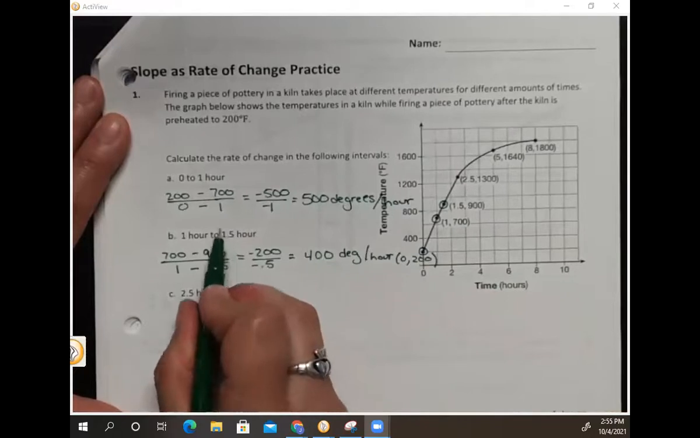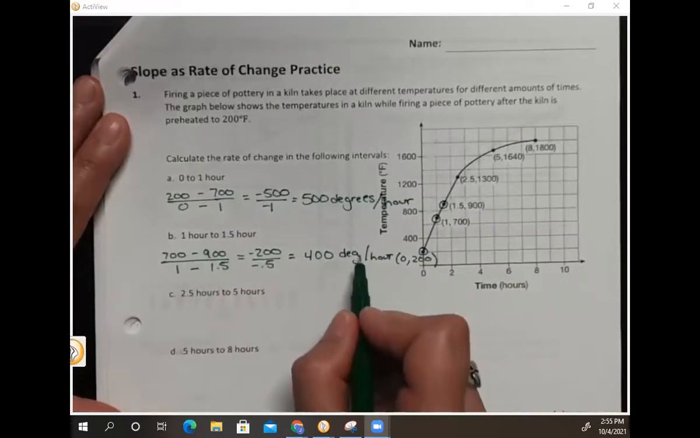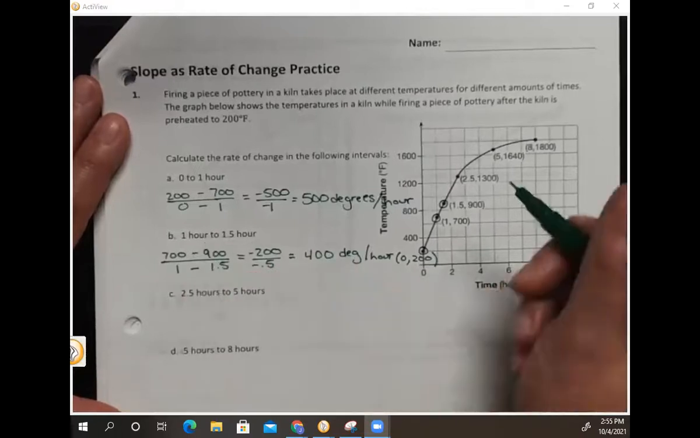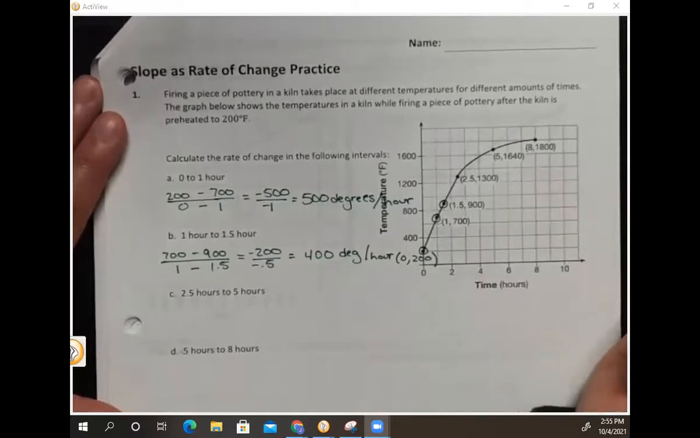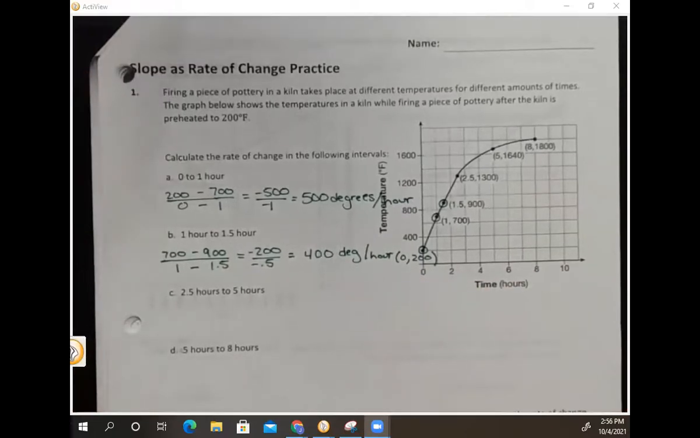Now, we only looked at a half an hour increment here. That's okay. If we had done the full hour, we would have raised our temperature 400 degrees. We only did half an hour, so in that time, we're only raising our temperature 200 degrees. That's okay. I'm asking about rate of change still, so it's okay to give it as per hour. The rest of number 1 works exactly the same way. Find your points from your graph and find that rate of change.